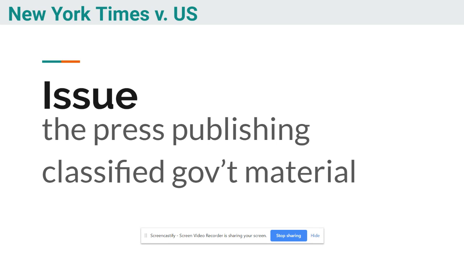The press publishing classified government material. If something is classified, it means that it's secret. Like the government doesn't want everyone knowing it. There's something secret about it. This is particularly true if it has to do with things regarding the military. And so in this case, the New York Times gets a hold of something that is classified and they want to print it.